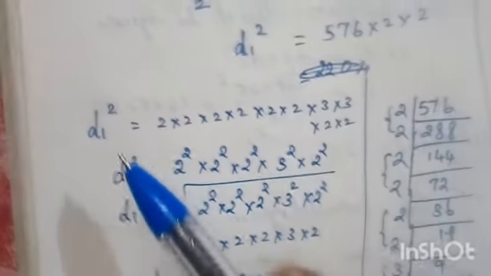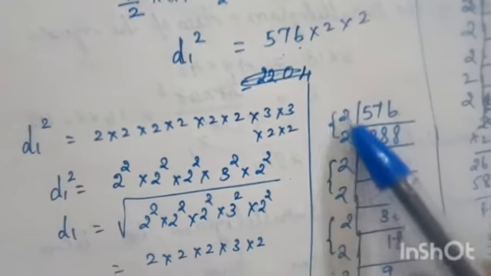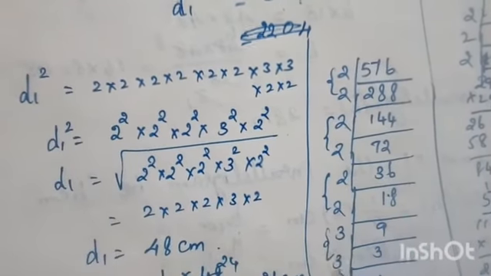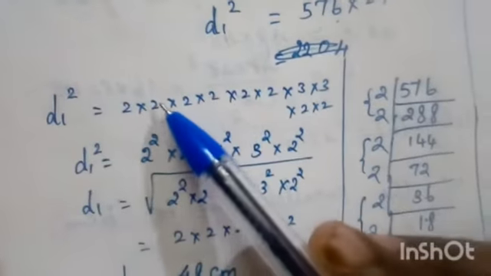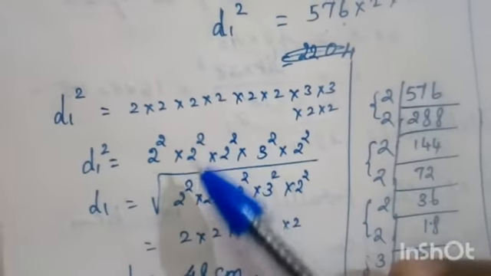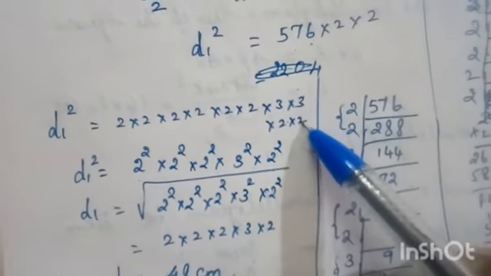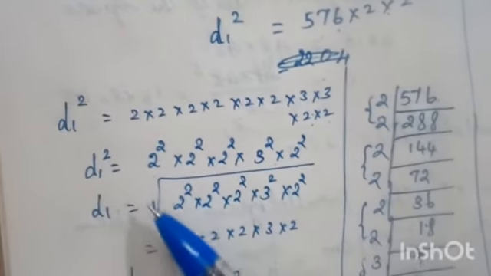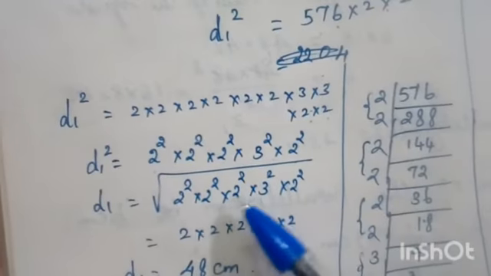So D1 square equals 576, which is written as 2 into 2 into 2 into 2 into 2 into 2 into 3 into 3. Now we make groups of two numbers: 2 square, 2 square, 2 square, 3 square. So D1 equals the square root of 2 square into 2 square into 2 square into 3 square.